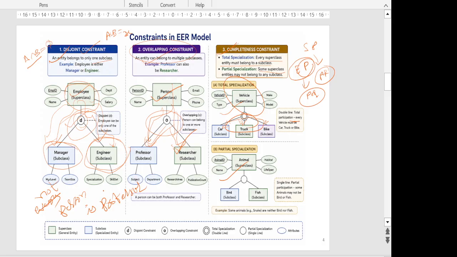Okay. So this is the major difference. Remember one major difference between total specialization and partial specialization. Total means complete, everyone is included. Partial means some of the persons will be included, some will not. Here persons is an entity. Okay.